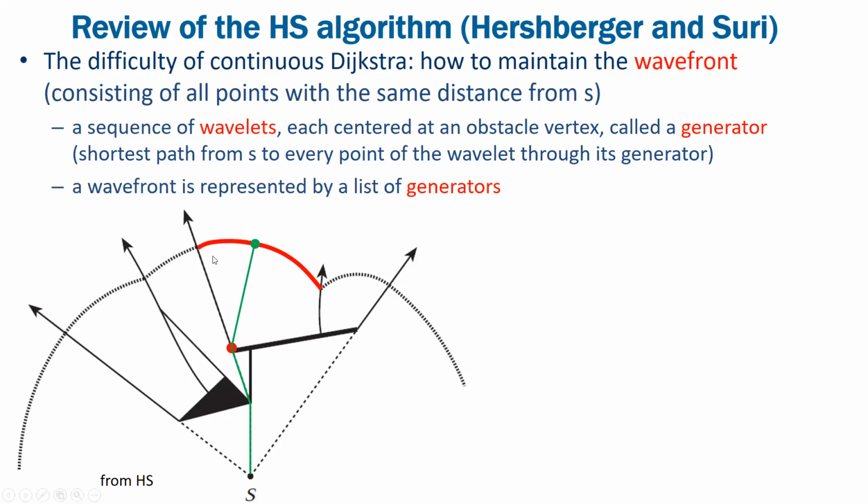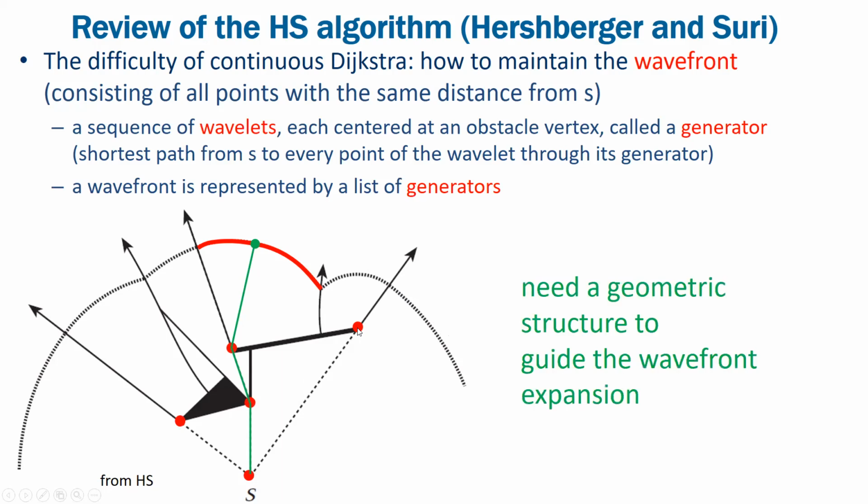And the wavefront is represented by a list of generators. So a wavefront is a sequence of wavelets, and we use the generators of those wavelets to represent a wavefront. In this wavefront, those red points are the generators. For example, this piece of wavefront has this generator, and this piece has this one. To implement the wavefront expansion, we need a geometric data structure to guide that.